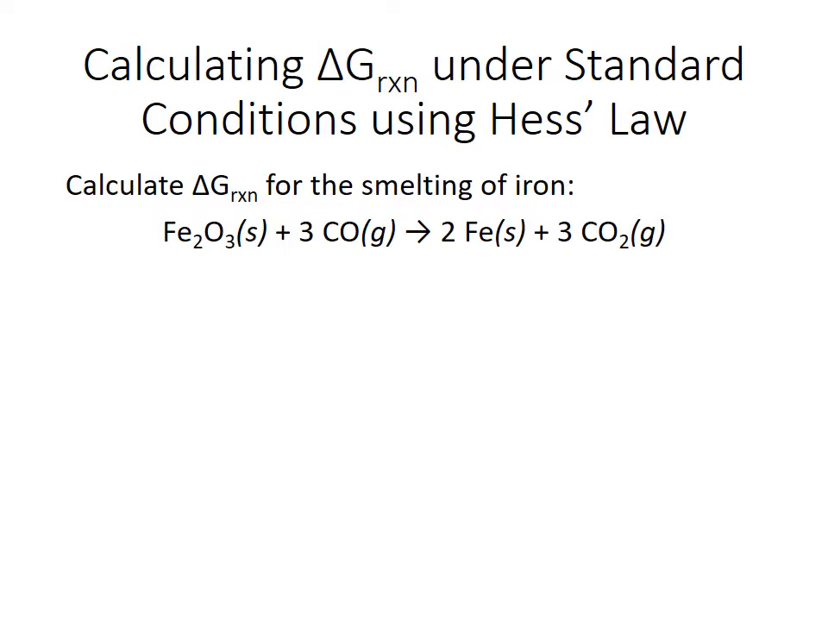We're going to calculate delta G reaction for the smelting of iron. Fe2O3 solid plus 3CO gas becomes 2Fe solid plus 3CO2 gas. And I will pause here for a second, give you a chance to try it on your own if you wish. You can find values for these delta H or delta G formations in the back of your textbook.